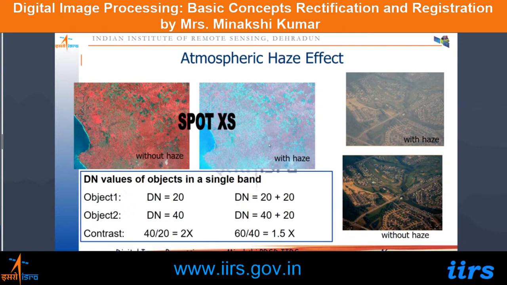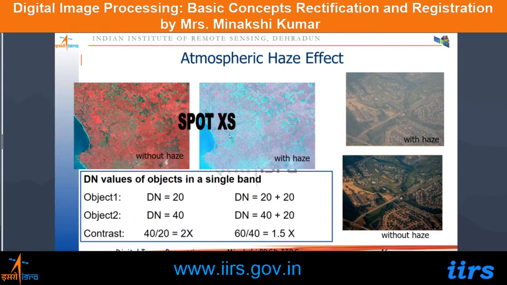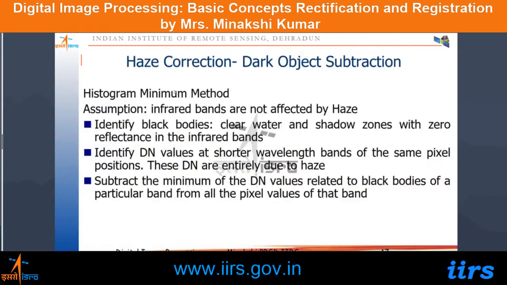A very simple method would be that you take the minimum value in the histogram for that band, right? If my blue wavelength is scattered, I take the minimum histogram value and subtract it from all the DN values in that band. This is a very simple method called the histogram minimum method. The minimum DN value in the histogram is subtracted from all DN values.